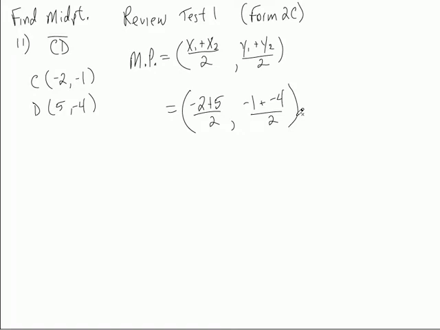And we're almost done, aren't we? Look. What's -2 plus 5? How about 3? 3 over 2. And then -1 plus -4? It's -5. Put that over 2. And guess what? That's my answer right there.